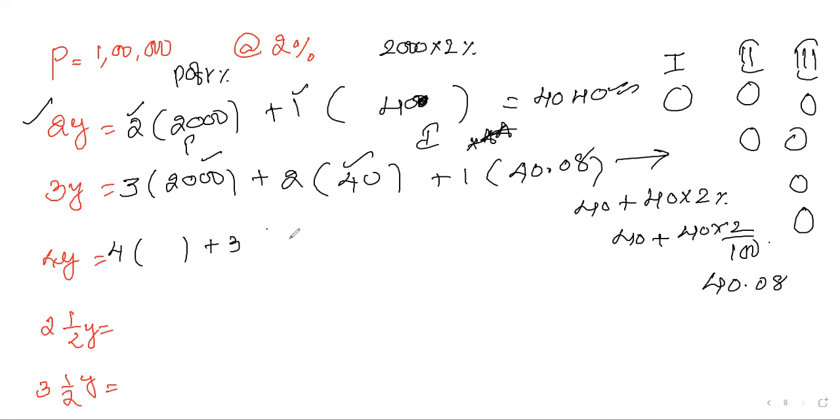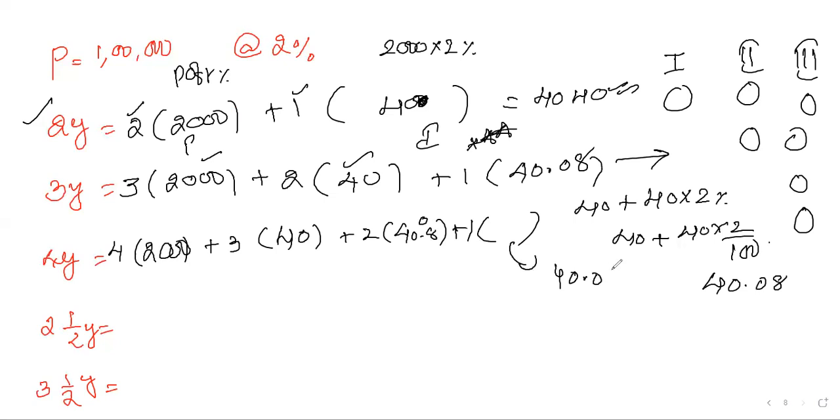If it is 4 years, again the same thing: 4 into box plus 3 into box plus 2 into box plus 1 into box. The first box is P of R%, 2000. The second is 40, and the third is 40.8. Then 40.8 plus 2% of 40.8, around 40.96 like that you will get. Very small numbers, more fractions now.